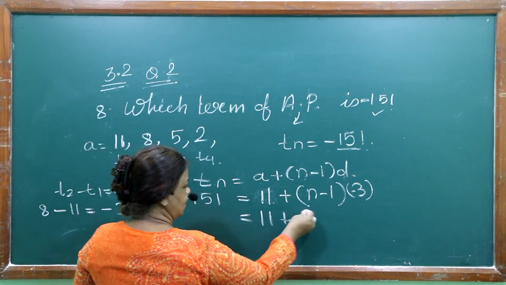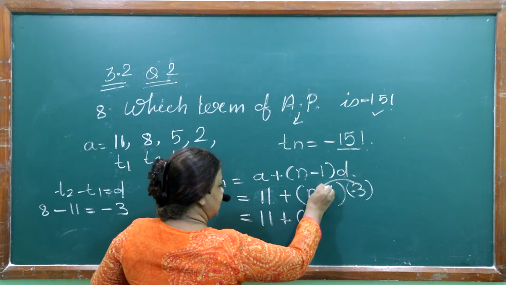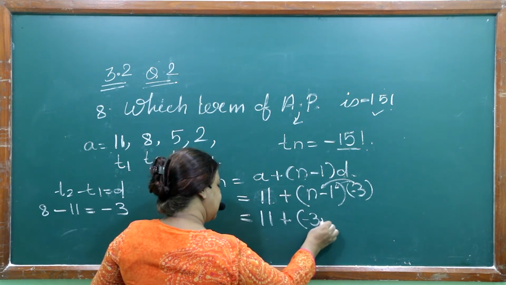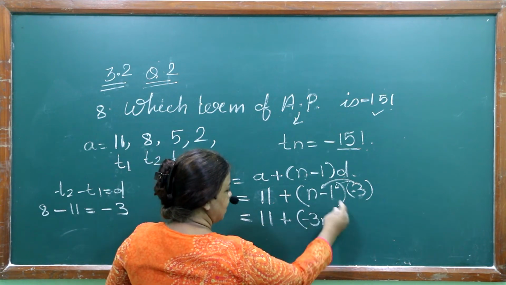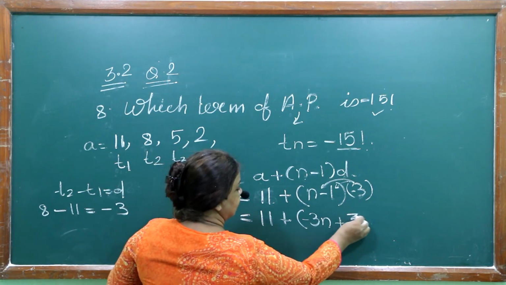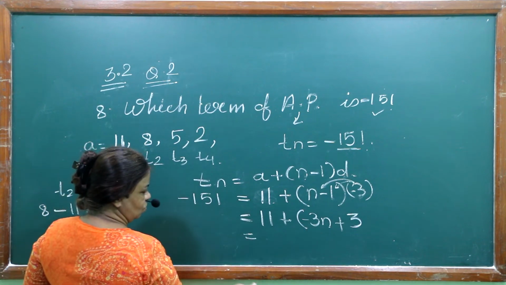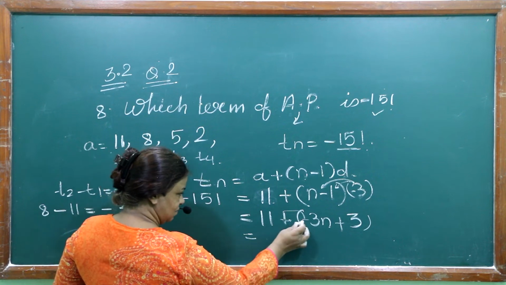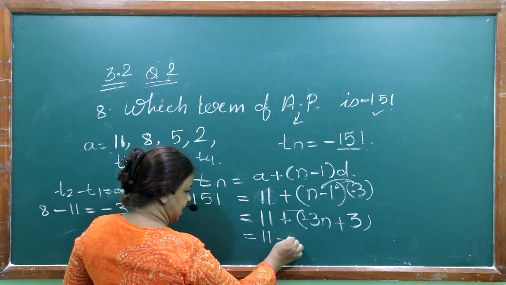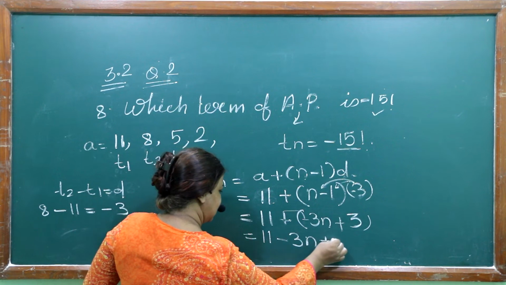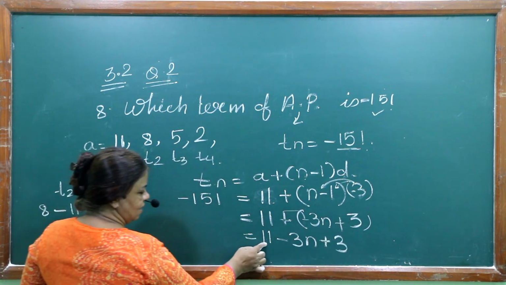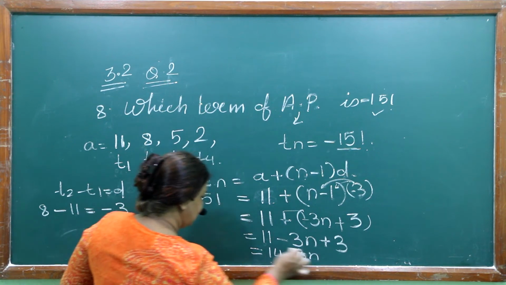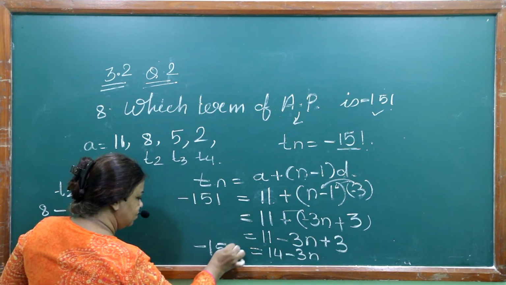11 plus 3 will be multiplied. Minus 3 into n, minus 3n. Minus 3 into minus 1, plus 3. So when I open the bracket, minus minus will be plus, minus plus will be minus. 11 minus 3n plus 3, and 11 plus 3 will be 14 minus 3n equals minus 151.